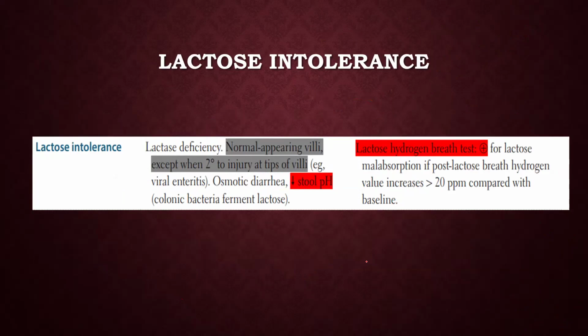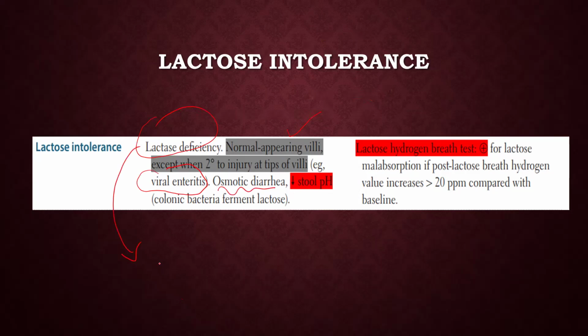Next is lactose intolerance. So lactose intolerance is basically an enzyme deficiency. In lactose intolerance, the villi appear normal, except when the tips of the villi are injured, as in viral enteritis, right? So it will lead to osmotic diarrhea.